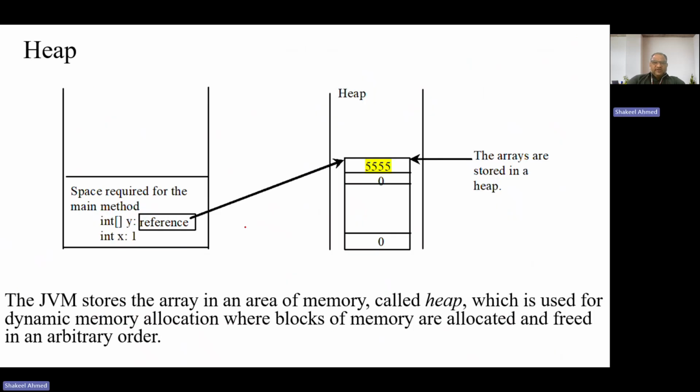So that was the previous example that you saw. The JVM stores the array in an area of memory called the heap, which is used for dynamic memory allocation, where blocks of memory are allocated and freed in an arbitrary order. So whenever a change takes place, it goes to the heap, and the heap can change the variable references or the method value references.